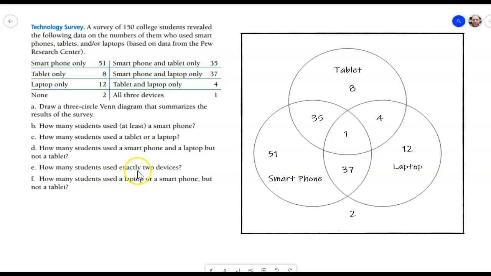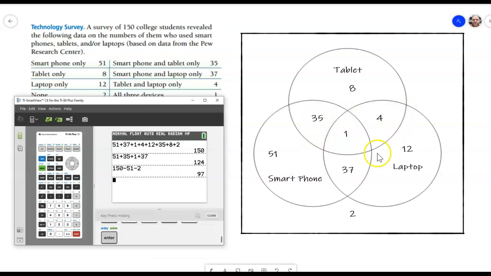How many students used exactly 2 devices? Exactly 2 devices. Well, these students here used all 3. These students used exactly 2. These students used exactly 2, and those students used exactly 2. These students used 1, these students used 1, these students used 1, and these students used 0. So we have 3 groups of students that used exactly 2. So I'm going to add up all 3 of those numbers. 35 plus 4 plus 37 gets 76. So that would be the answer for that one.